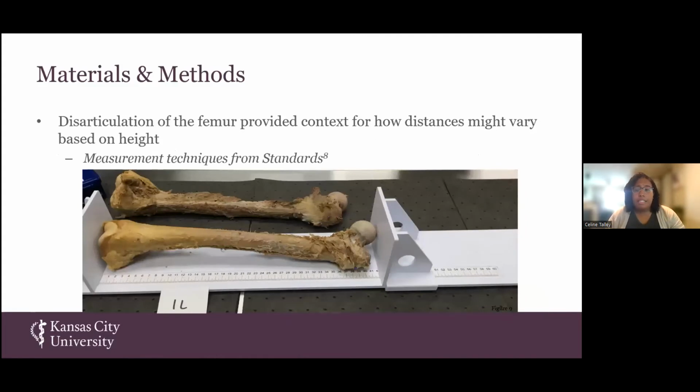After completing the dissection, we also decided to disarticulate the femur and measure its length using an osteometric board. We used measurement techniques from the standards textbook and also removed excess soft tissue to reveal just the bone. These measurements were done to provide a better understanding of how the distances between the adductor tubercle and the saphenous nerve varied based on height. With this, we were able to move into the analyzing portion of our data.